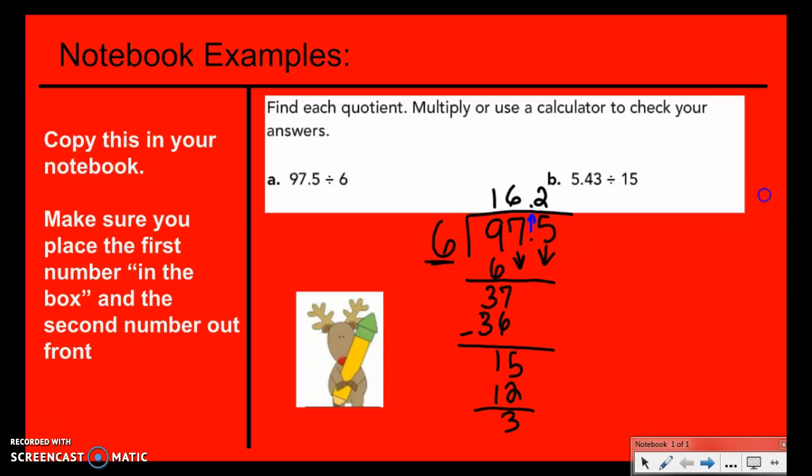Now, we can have 3 as a remainder, but we can continue by adding a 0 behind the 5. Okay, it's just like saying 0.50. Let's see if we can take this remainder away. So now we have 30. Can 6 fit inside of 30? Yes. 6 times 5 is 30. And now, since instead of having a remainder of 3, we have a remainder of 0, we're left just with the quotient. Okay, our answer is 16.25.